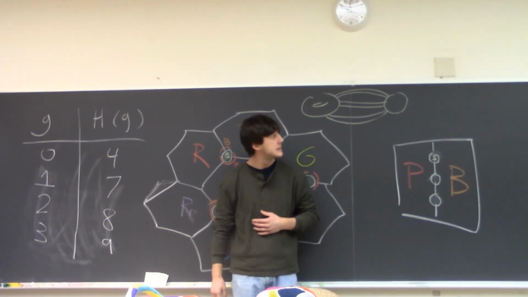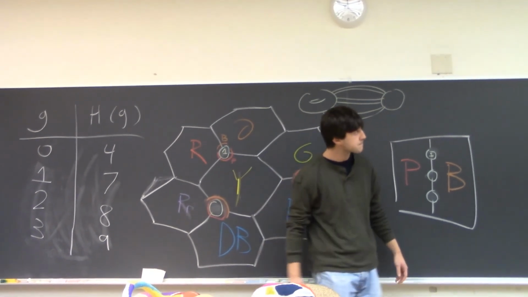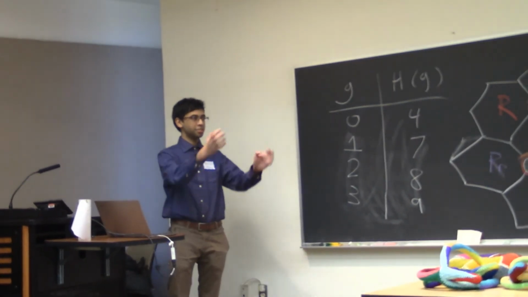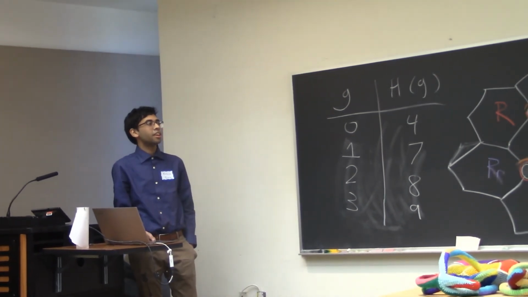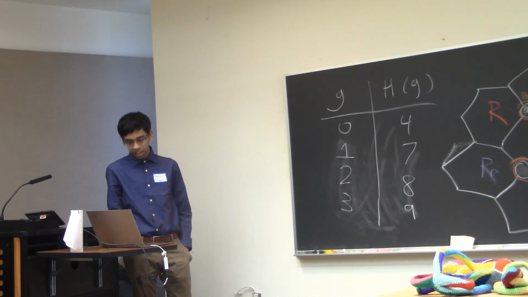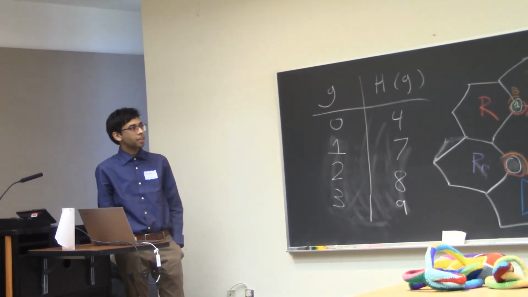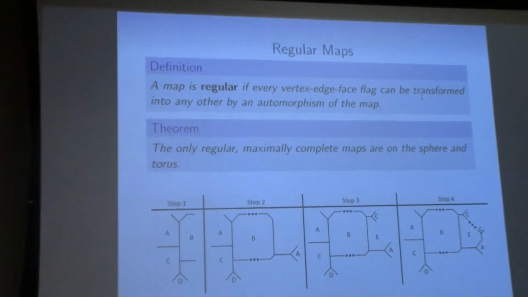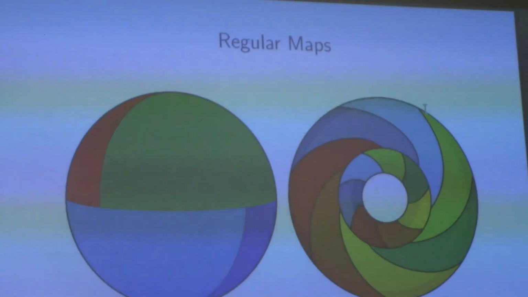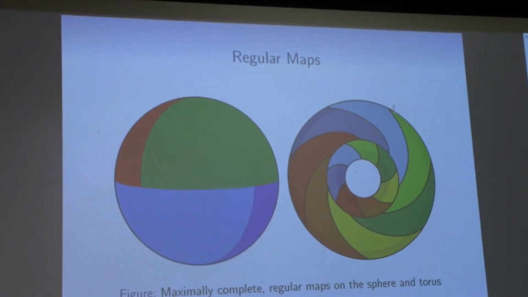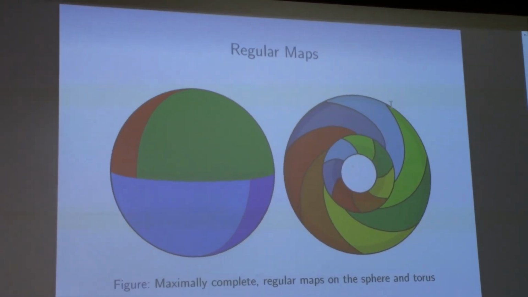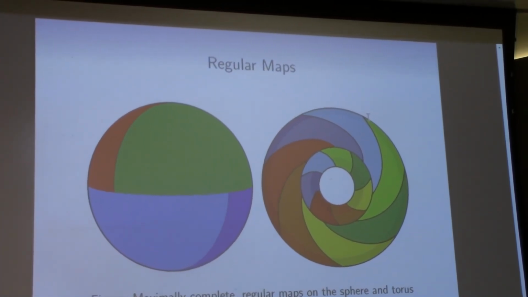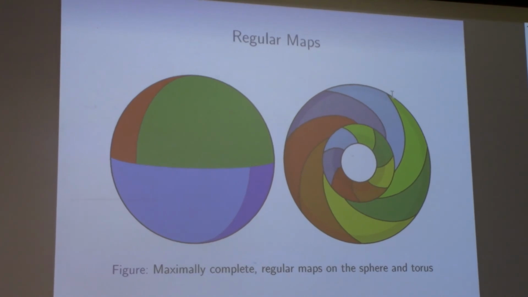And the first step to answering that question is to formalize this property in terms of the condition of regularity. So a regular map is a map on a surface where the automorphism group of the map acts transitively on flags. In other words, every vertex, edge, face flag can be transformed into any other vertex, edge, face flag by an automorphism of the map. So for example, on the tetrahedron, you can take this face, edge, and vertex to any other face, edge, vertex by some rotation of the map.